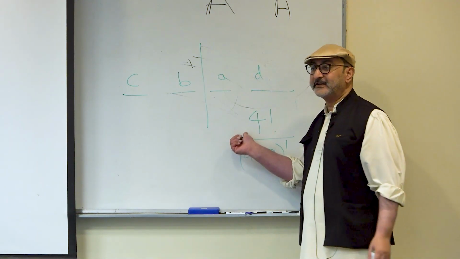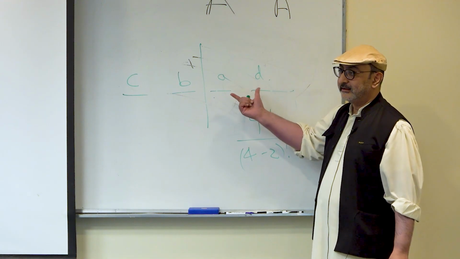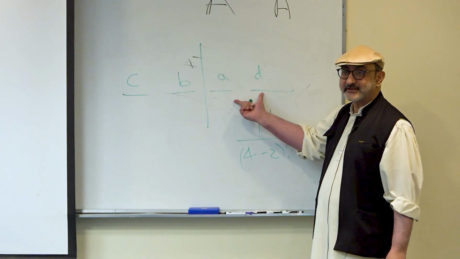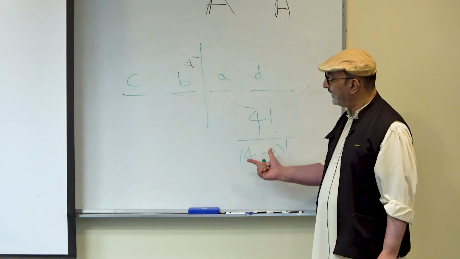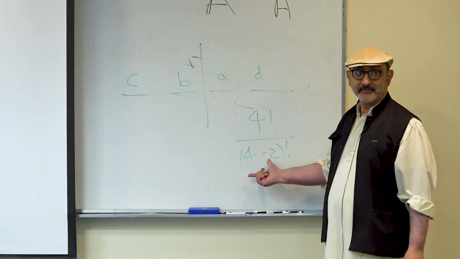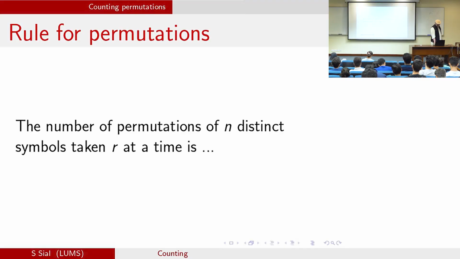If I write 4 factorial, I am overcounting by a factor of the rearrangements of things that are not selected. They don't matter. So I divide out by that overcounting. I divide out by 4 minus 2 factorial. Okay.